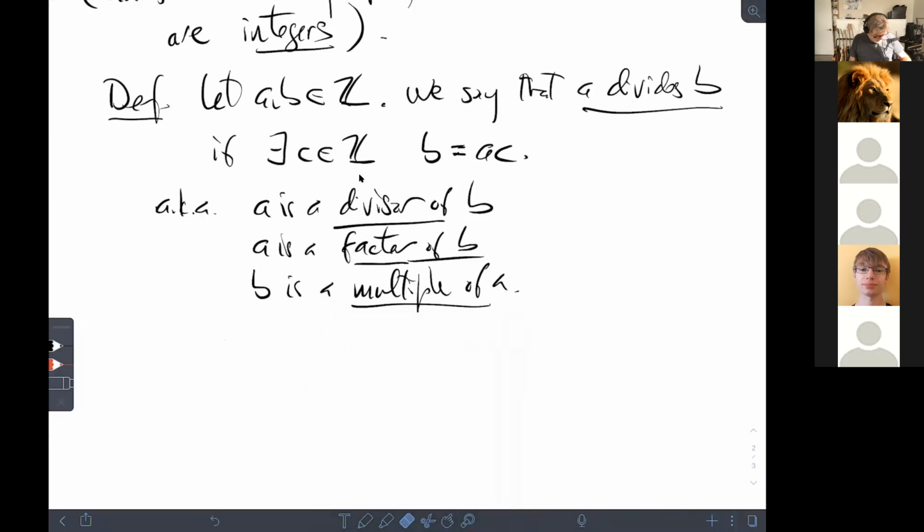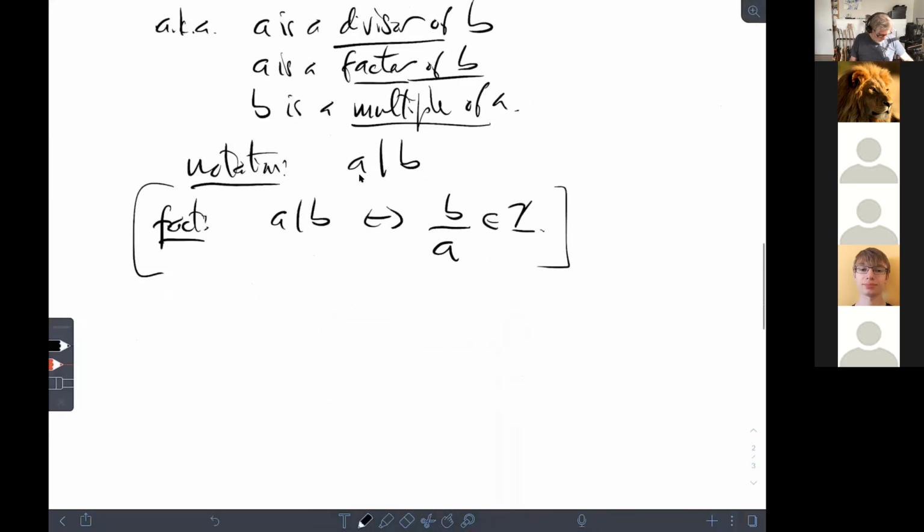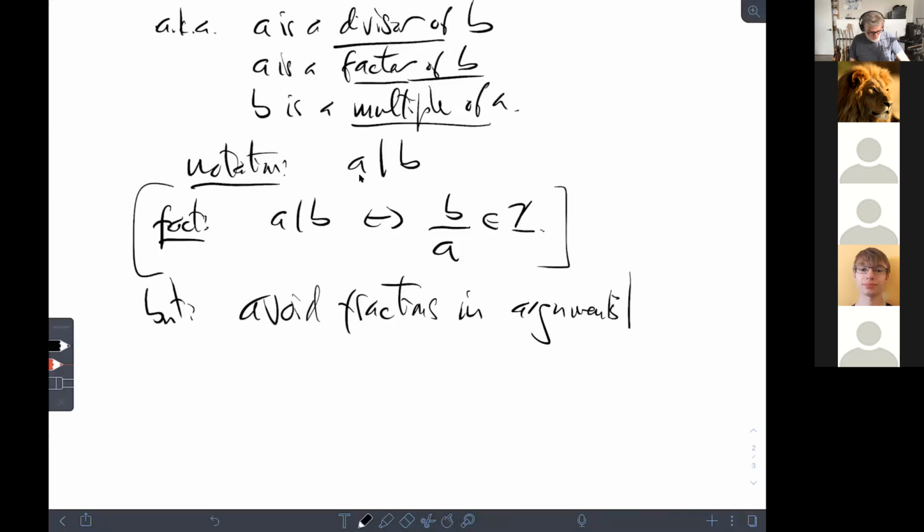Notation. Be careful, it's not a fraction. A divides B is written with a vertical line. That's the notation to say that A divides B. The fact is that A divides B if and only if the fraction B divided by A is an integer, right? But please try to avoid fractions in arguments, in proofs.